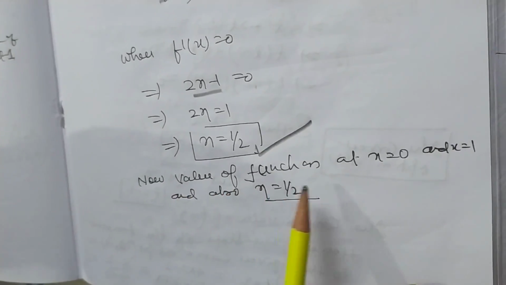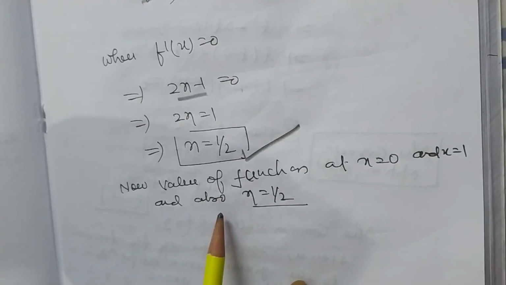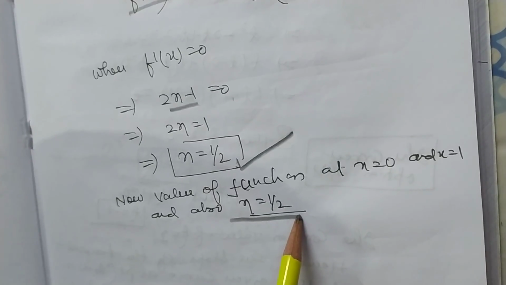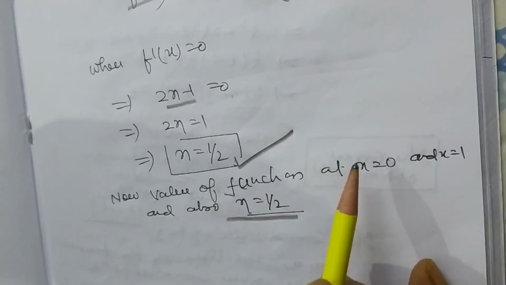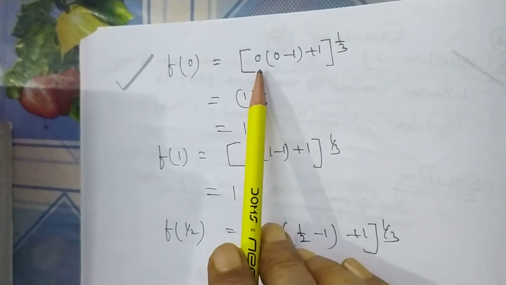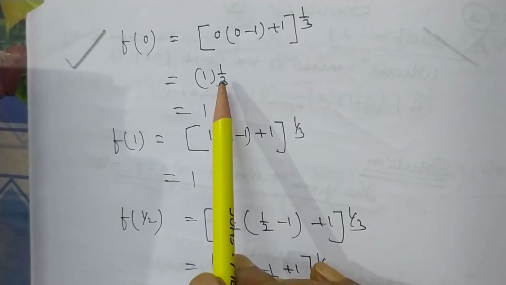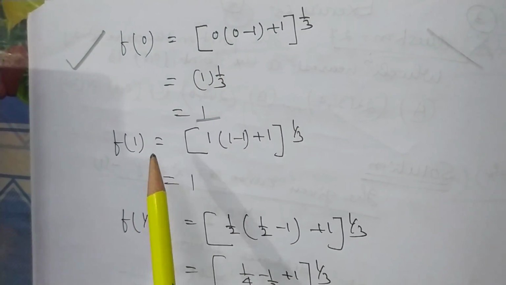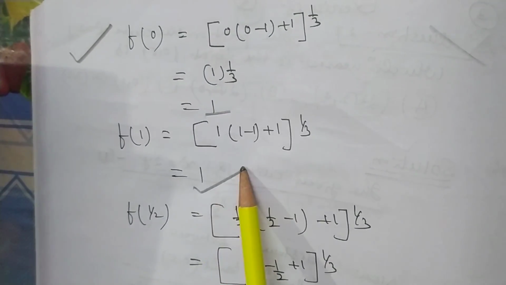Now we have to check the value of the function at x is equal to 0 and x is equal to 1 (the end points), and also at x is equal to 1 by 2, which is the critical point. So f(0) is equal to 0 into (0 minus 1) plus 1, whole to the power 1 by 3, and it is 1 whole to the power 1 by 3, that is 1. Similarly, the value of the function at 1 is 1 into (1 minus 1) plus 1, whole to the power 1 by 3, is equal to 1.